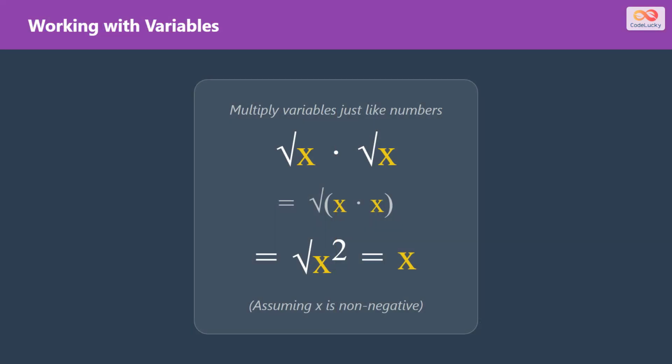This works for variables too. The square root of x multiplied by the square root of x becomes the square root of x squared. Since the square root and the square cancel each other out, we are left with just x. Again, assuming x is non-negative.